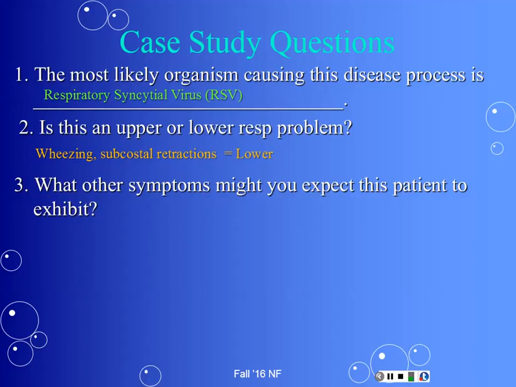Agitation or some change in their LOC. What else? Restlessness, irritability. Y'all are worried about dehydration, so what are you worried about there? Urine output, because what's the best indicator of fluid status in a child? Urine output. Okay, if our kidneys are perfusing, we're peeing, we're good.